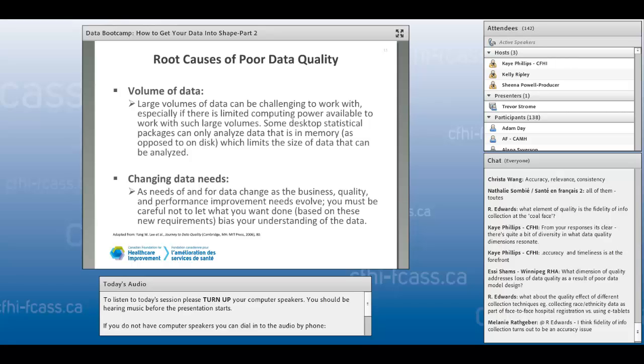Excellent, thank you. And then we also have a question from Edwards around the quality effect of different collection techniques. So why don't we see if you're able to address it, but we can hold that to the end as well. Okay, excellent.